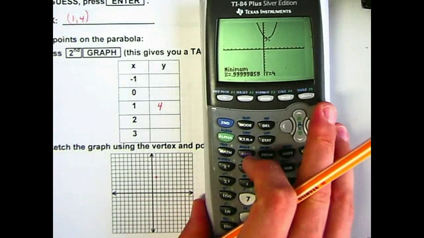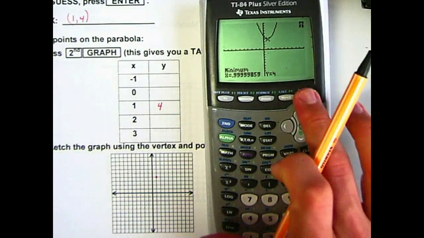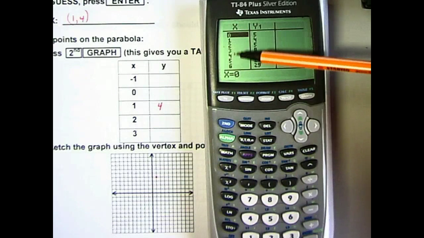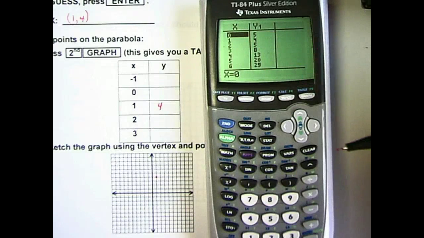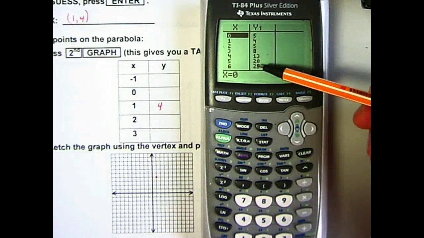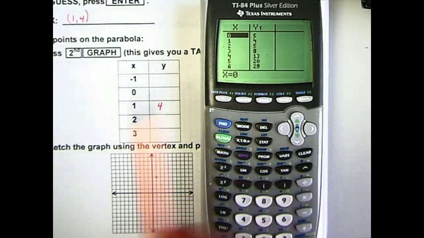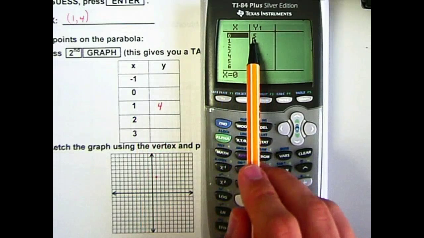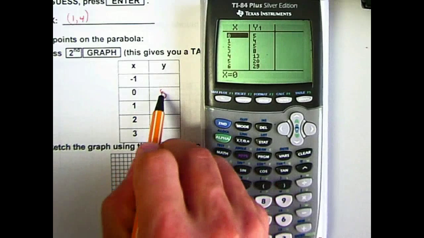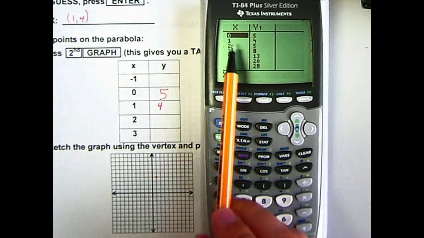Go second and table, and here it's going to show you some points. Now, if your table doesn't start at 0 like this, you can go and change it. This is just all the points that are on my graph, right? So at 1, look at that, it says 4. And at 0, I can see that a point on my graph is going to be 5. So I can write in 5 there. And let's just go on either side.